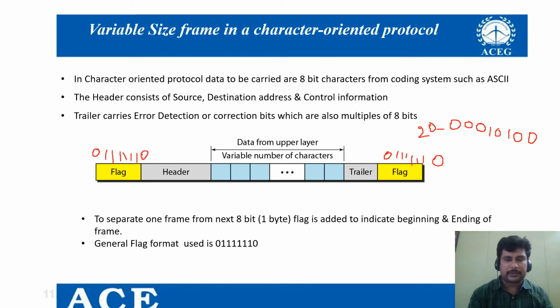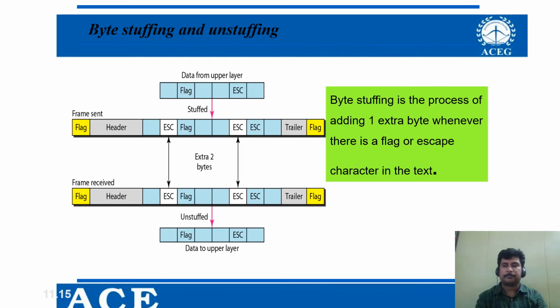We'll receive the data from the network layer. We'll add the header and trailer. And to indicate the beginning and ending of the frame, we are going to use a special character called flag, which is 0 followed by 6 ones followed by 0. Now, there is the data which you are receiving from the upper layer. For instance, if you have some data which is similar to the flag.